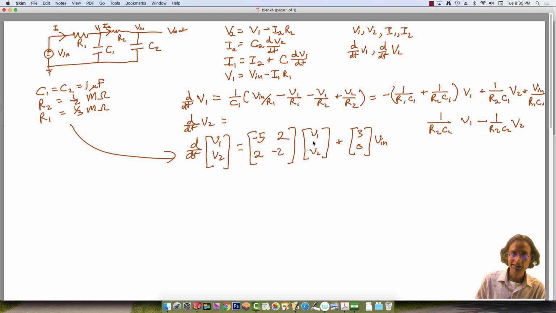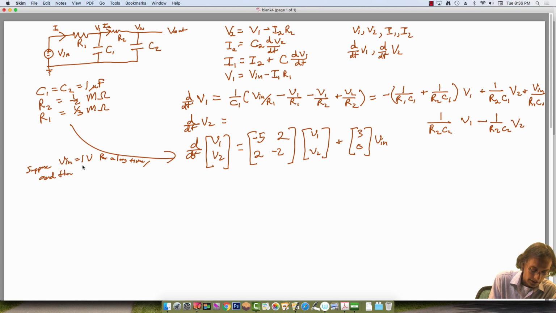So again, to make everything concrete, let's assume we want to calculate the response to a transient here. We want to understand what happens if V in started at some value and then changed. So suppose V in equaled 1 volt for a long time, and then switched to V in equals 0. So this allows us to understand the initial condition.